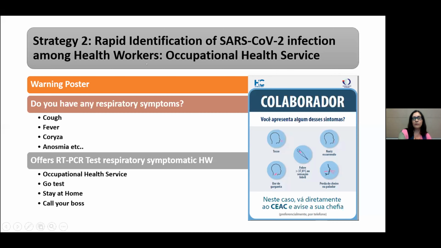And we also have a secondary strategy, which is to try rapid identification of SARS-CoV-2 infection among health workers, and they are advised to go to the occupational health service if they present any respiratory symptoms. Just to remind them, we have warning posters in different locations, such as this one, that ask: do you have any respiratory symptoms such as cough, fever, and anosmia, because it's a new symptom related to COVID-19? The hospital provides real-time PCR for all symptomatic health workers. This poster says that if they have any kind of respiratory symptoms, they have to go to the occupational health service to be tested, and then go home and call their boss by phone.